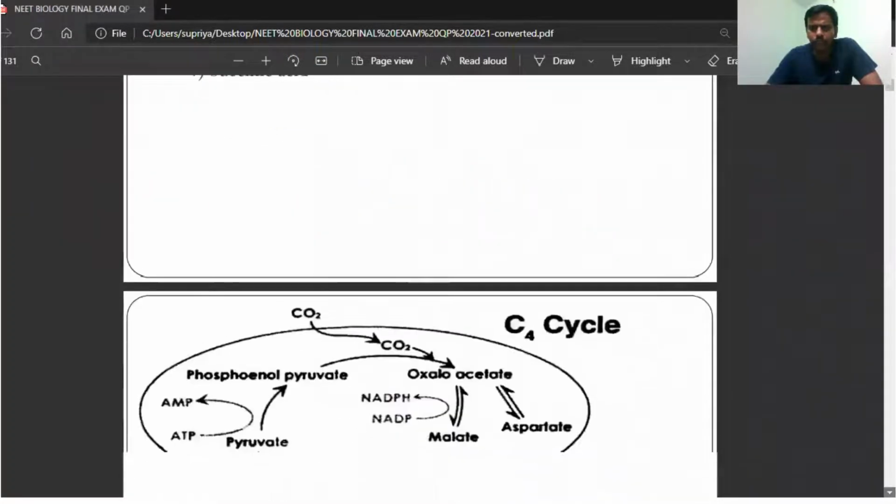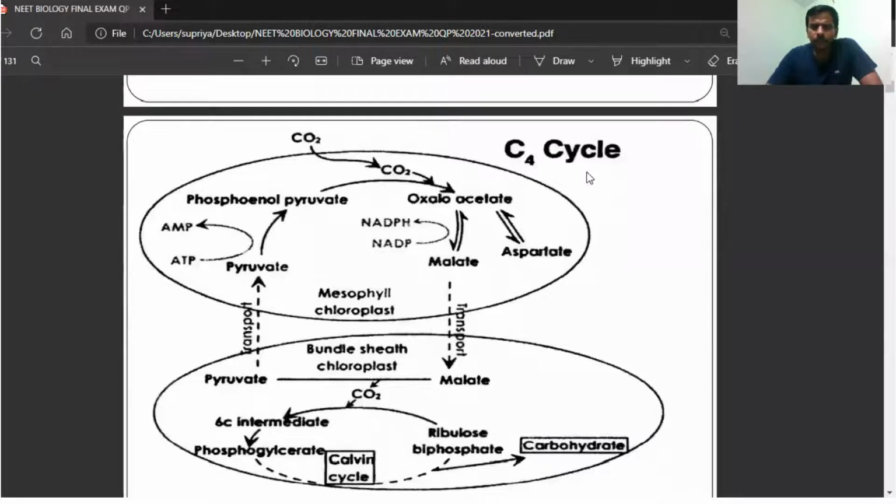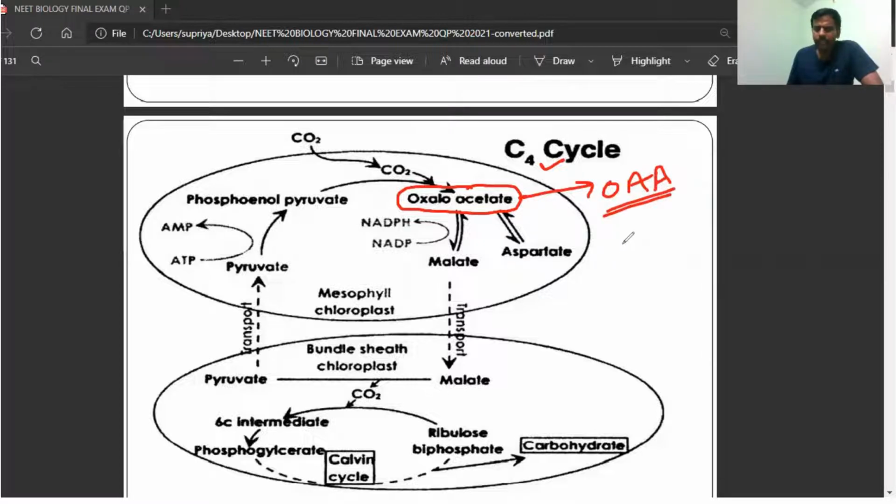C4 cycle, as I told, sorghum is C4. Now see student, in case of C3 plants, the first product which is formed at this point in the C3 cycle has 3 carbons, that's PGA. But in C4 cycle, the first stable product is oxaloacetic acid. Oxaloacetic acid has 4 carbons in its structure. How many carbons? 4 carbons in its structure.